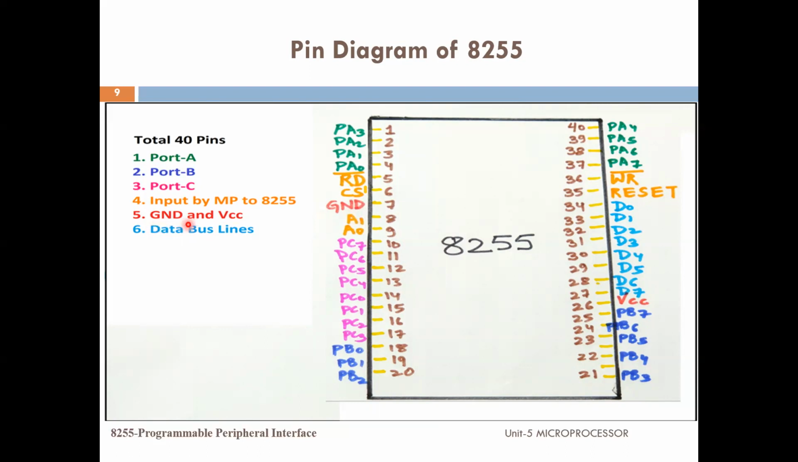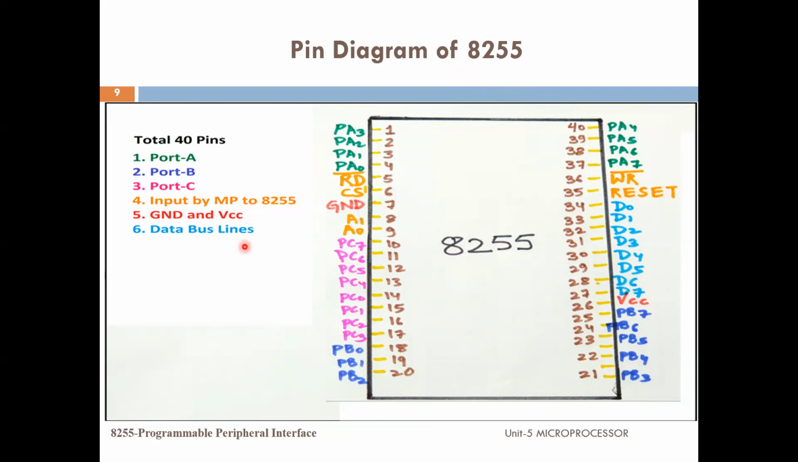Next, we have the ground and the VCC. Obviously, we are having an interfacing device, so power needs to be provided. So we provide the plus 5 volt power supply to this interfacing device, and for safety purposes, we require the ground signal, which is available at pin number 7, and VCC is available at pin number 26.